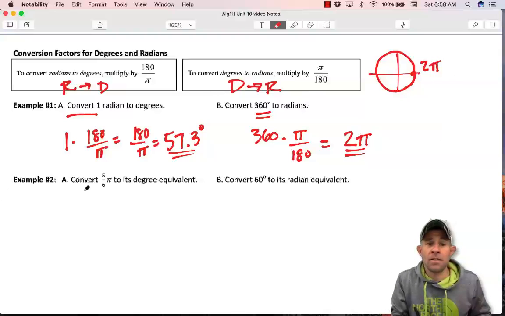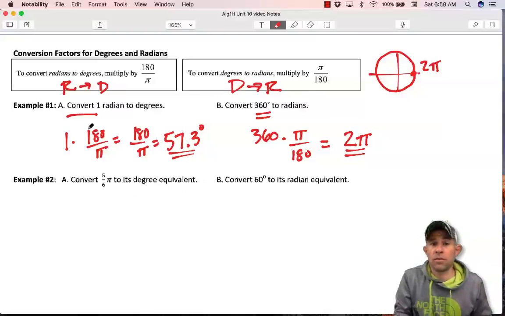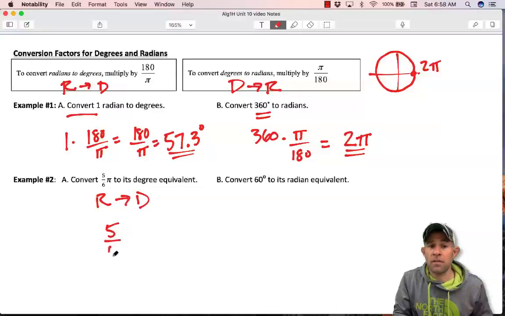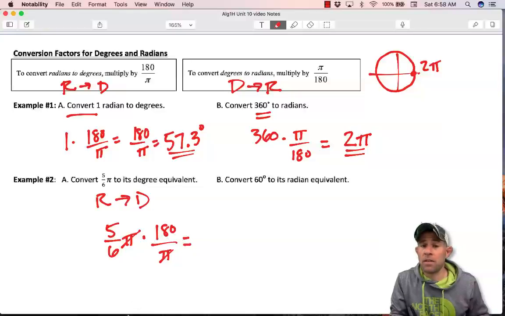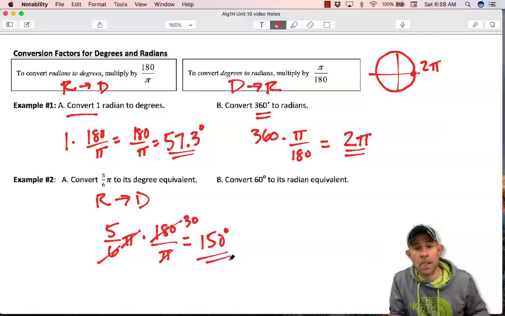All right. Next, it says to convert 5 pi over 6 to its degree equivalent. So again, we're going to go from radians to degrees by multiplying by 180 over pi. So that's 5 pi over 6 times 180 over pi. Now our pi's will cancel out because I'll have one in the numerator and the denominator. That's 5 times 180 divided by 6. Or if you want to simplify further, 6 divides into 180 30 times. That's 5 times 30, which is 150 degrees.